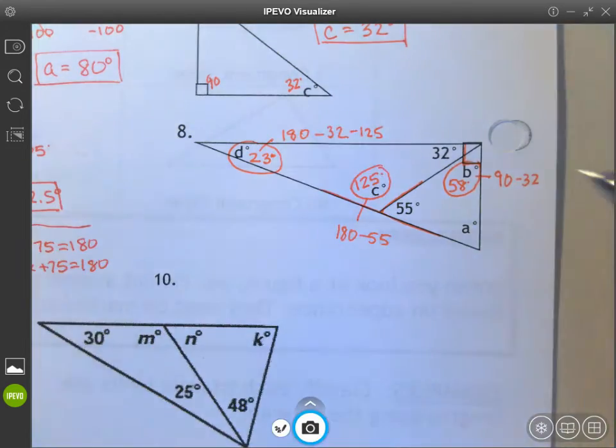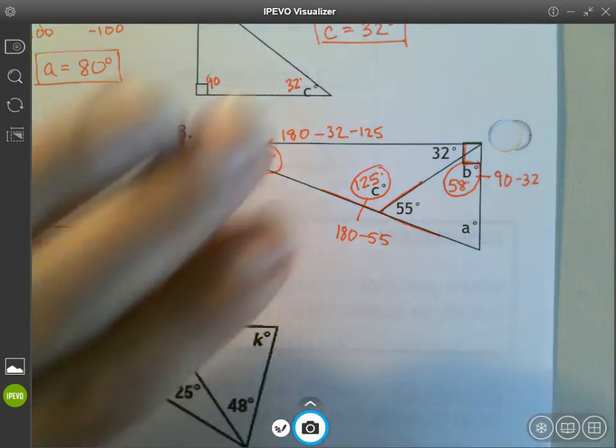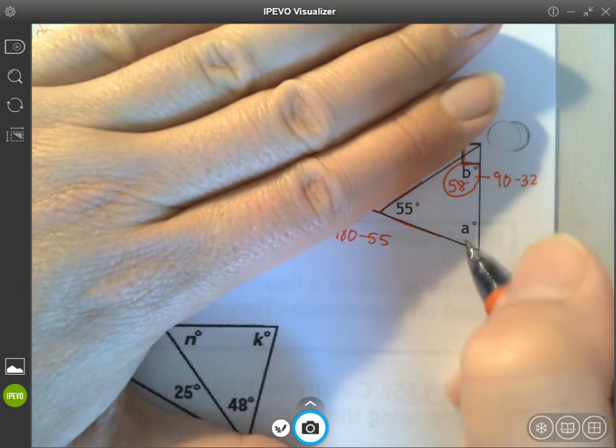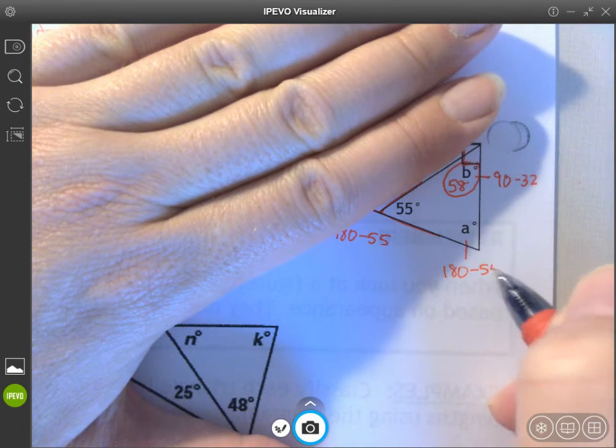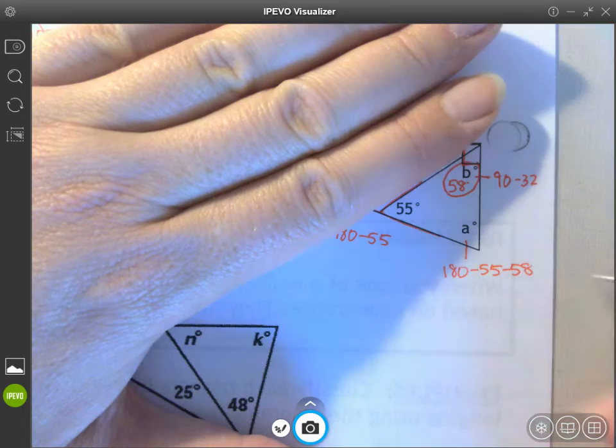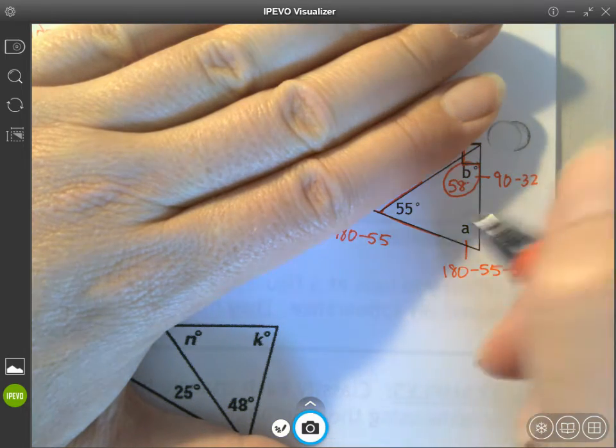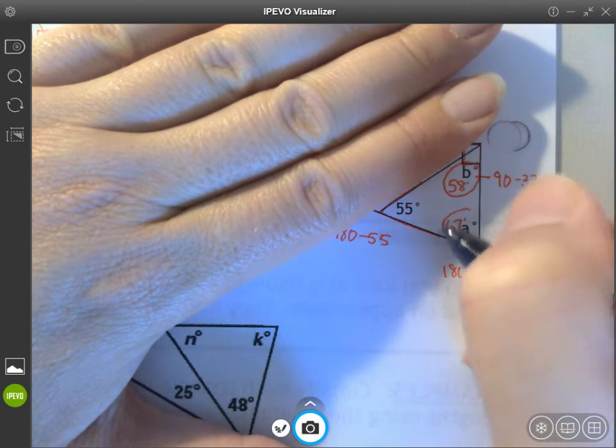Now, you can still use your big triangle, or you could focus here. So I could find A another way. 180 minus 55 minus 58. It should be 67 degrees.